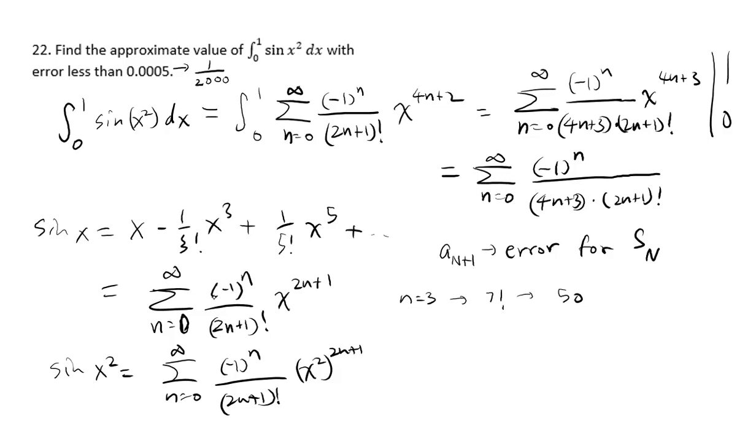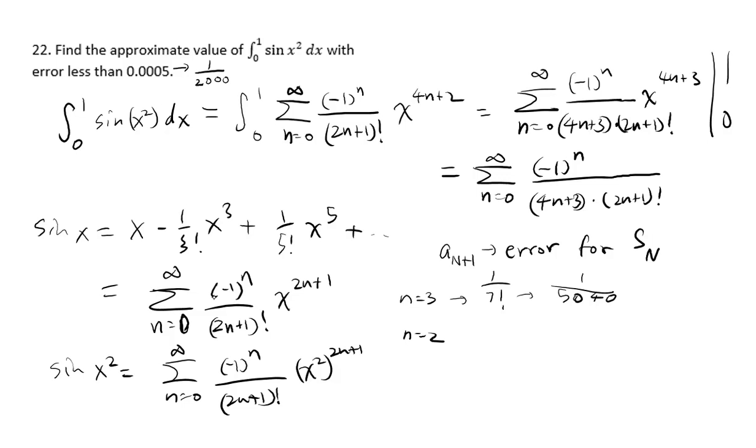Let's see, 5040. Oh, so already 7 factorial gives you 5040. So if you have 1 over 7 factorial, that'll be much smaller than 1 over 2000, right? What if you have n equals 2? Then this part will give you 5 factorial, which is 120. 23 times 120. Oh, okay.